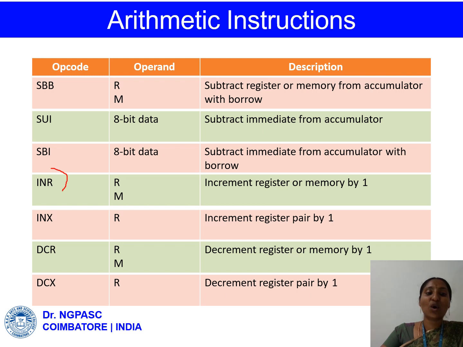And INR is called increment and DCR is called decrement, which increment or decrement by 1. INX and DCX increment and decrement a register pair by 1. This is for a register pair, and INR and DCR are for a register or memory alone.